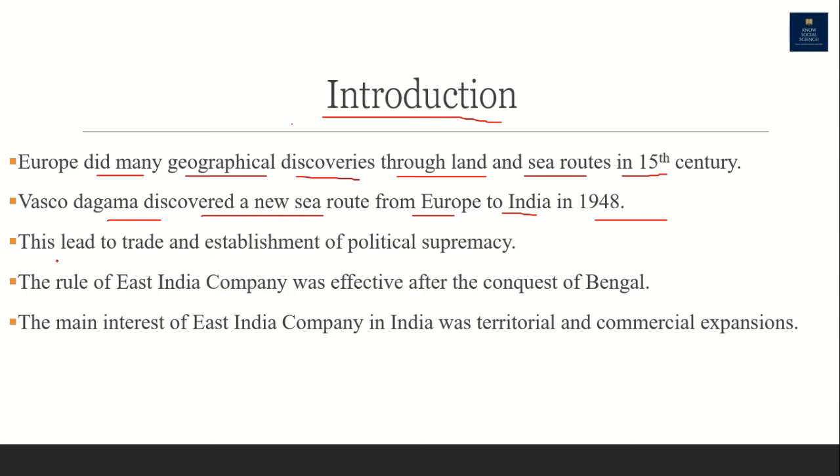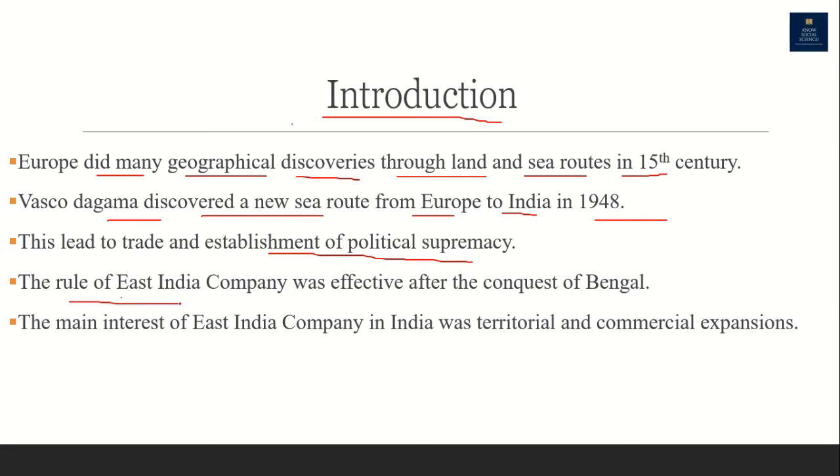The main aim of discovering the sea route was to establish trade and political supremacy. The Europeans who came to India were, first the Portuguese, followed by the French and Danish, and the last to come to India were the British. The main aim of the discovery was to gain more profit and political power in this land.